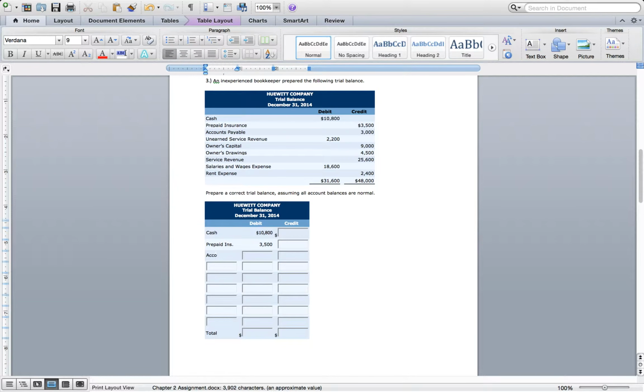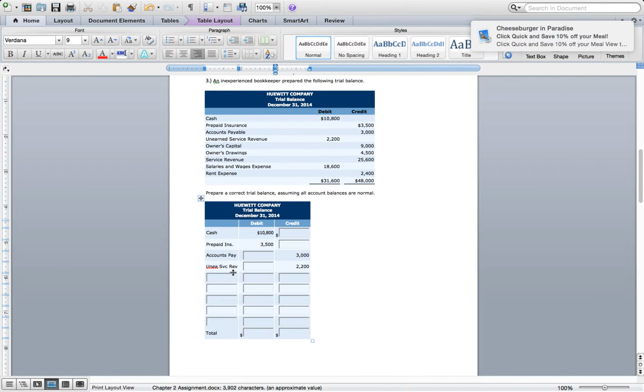Continue on now. Now we have accounts payable. Accounts payable is a liability, so it should have a credit balance of $3,000. Continue on now. Now we have unearned service revenue. This means you receive the cash before fulfilling your obligation. So this is a liability. Remember, liabilities have to have credit balances.